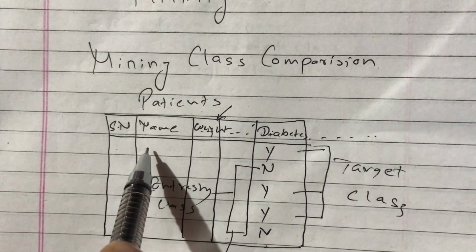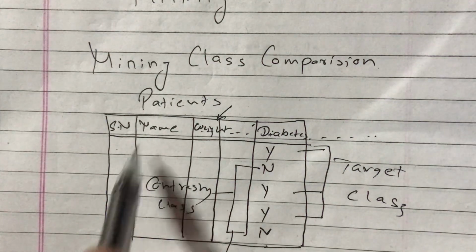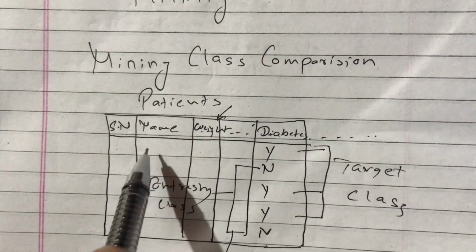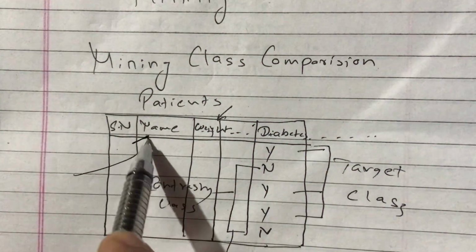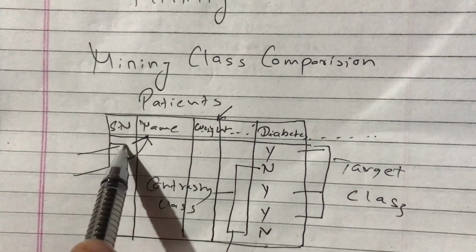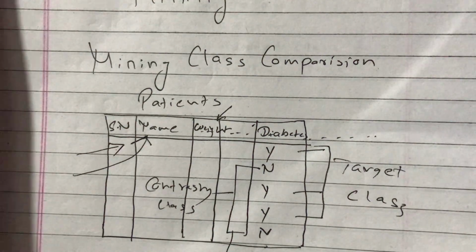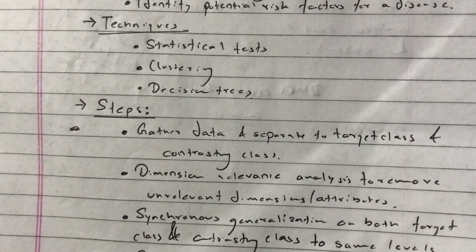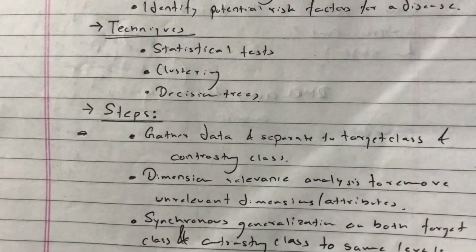Suppose in finding out the risk factor for diabetes, do you think name is important? Certainly not. That's why you can ignore the name and the serial number of the patient, and do dimension relevance analysis like that.